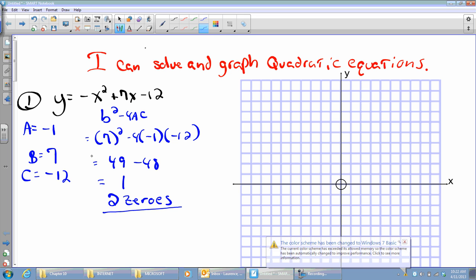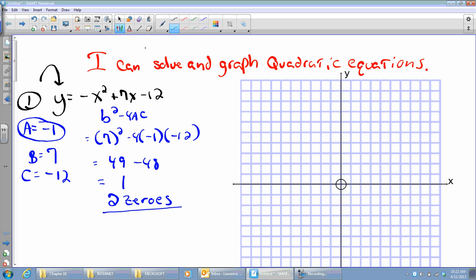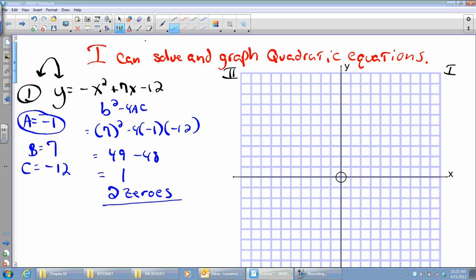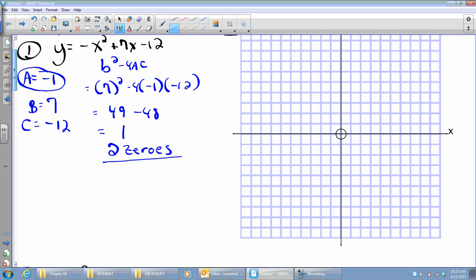I'm going to go ahead and look for my vertex, okay? Now, before I actually do that, I'm going to notice that A was negative. I know that my parabola is going to open downward. So the fact that I have two zeros, they're going to be on the x-axis, right? And the fact that it opens downward, my vertex better end up in either the first or the second quadrant. You know, this is quadrant 1, you should remember that, and that's quadrant 2. Okay, so I'm just doing little checks along the way to see if I'm doing these problems correctly.